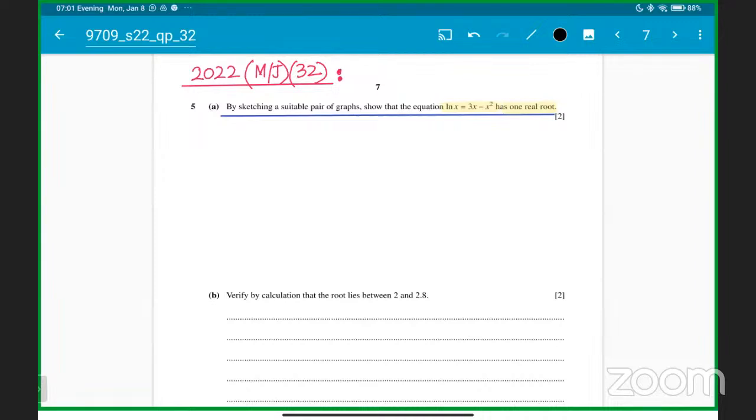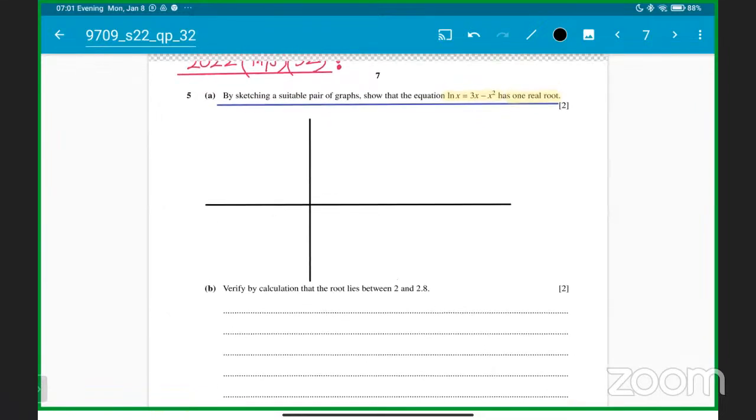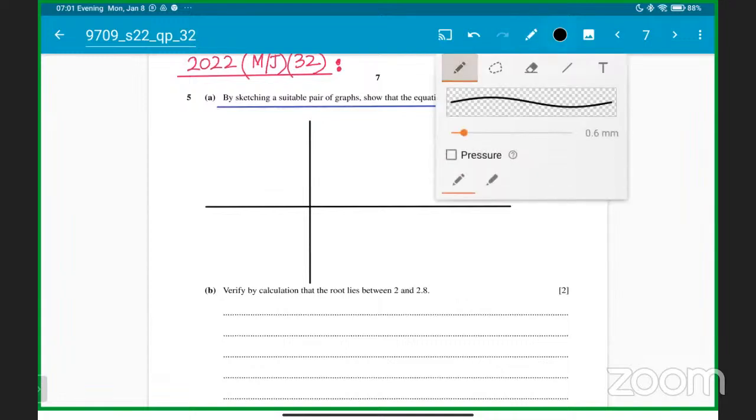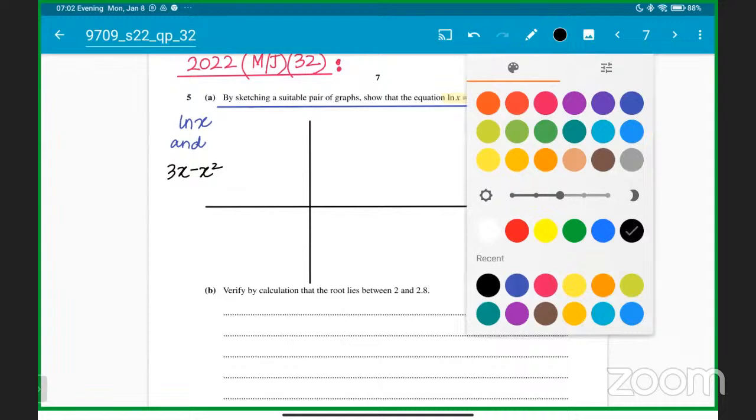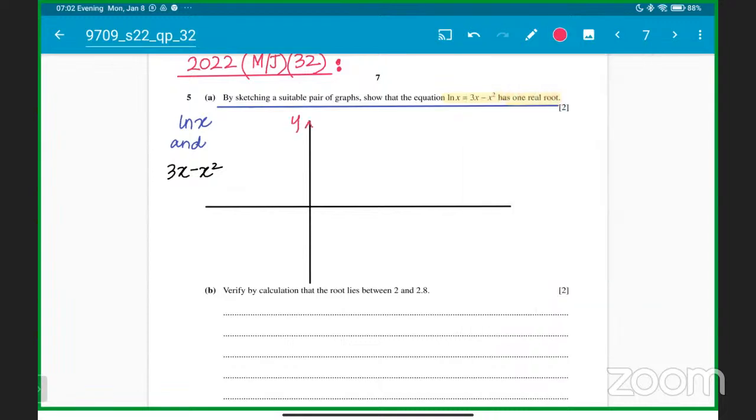So we have to do the sketching here. And for this, we'll need to make a graph here. And let's say this is the graph, okay? With your pencil, you have to do it. So first, we have to draw the graph of ln x, and we have to draw the graph of 3x minus x squared, okay? Understood? Clear on this? So this is the y-axis and this is the x-axis.